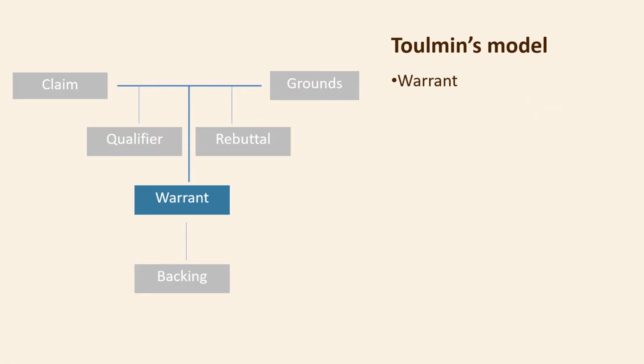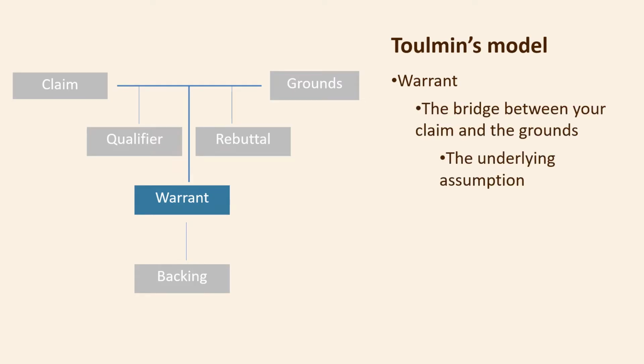The third and last of the essential elements is the warrant. The warrant is the bridge between your claim and the grounds. It is the underlying assumption that connects them. Think of it as the because part. Why does the evidence support your claim?